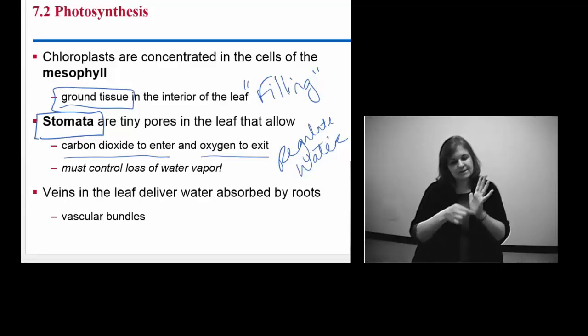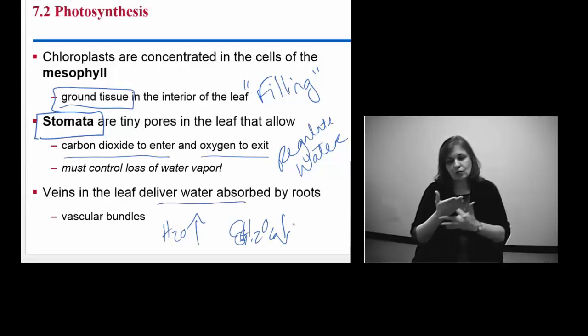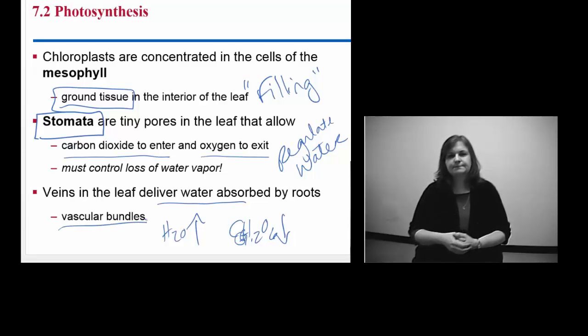The veins in our leaves are actually what's going to move water around. We'll look at water moving primarily up our plant, and we'll look at our glucose as moving down our plant. And we'll talk more about that with vascular tissue in our plants in a little while.